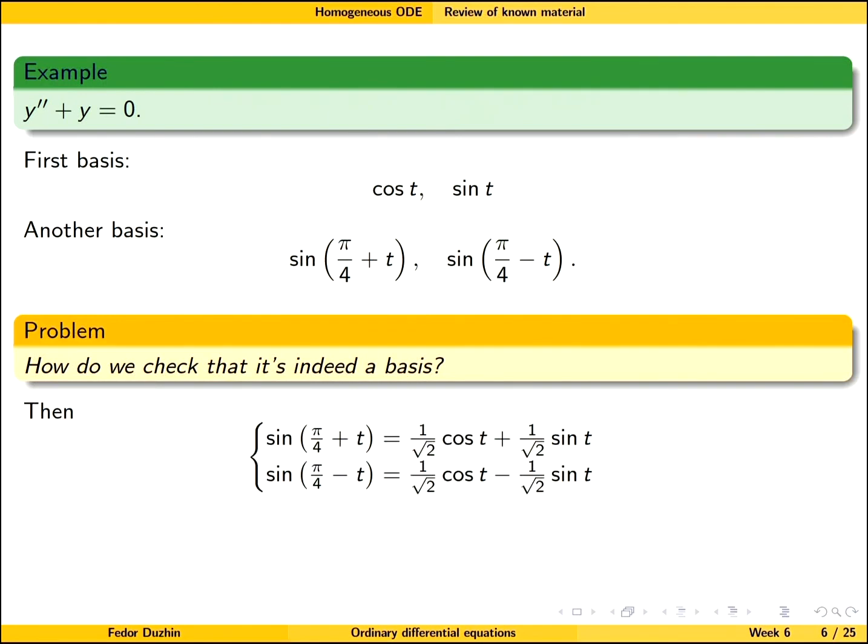Also, notice that we can construct the second basis from the first basis by multiplying with this matrix: 1 over square root 2, 1 over square root 2, 1 over square root 2, and minus 1 over square root 2. And the determinant of this matrix is actually -1. So this is an invertible matrix, and indeed it means that it is a basis.